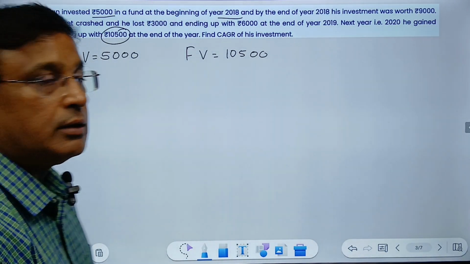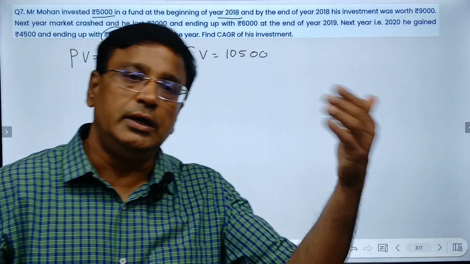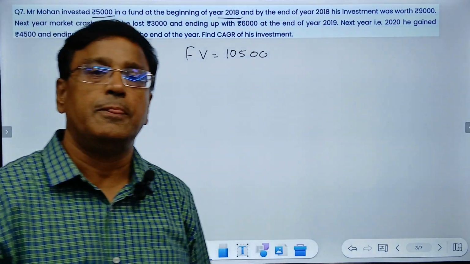Again, look at this problem. The value increases, then it decreases, then it increases, then decreases, and then reaches a value.